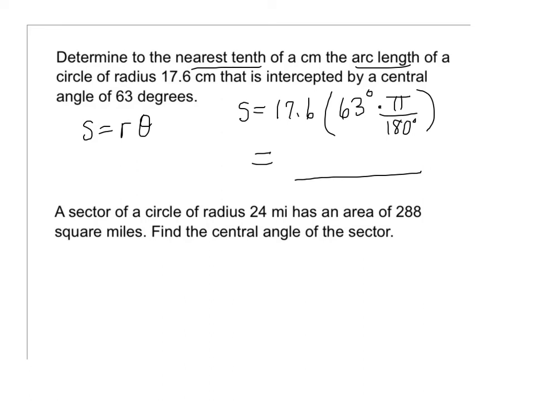Okay, so to do this bottom one, we're going to have the area of a sector. It says the sector of a circle of radius 24 miles has an area of 288 square miles. Find the central angle of the sector.